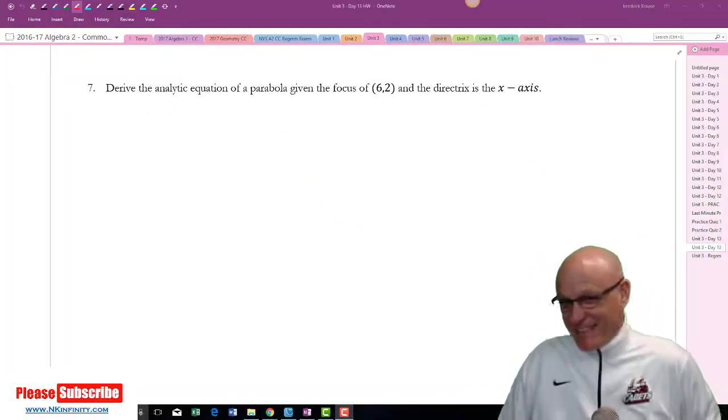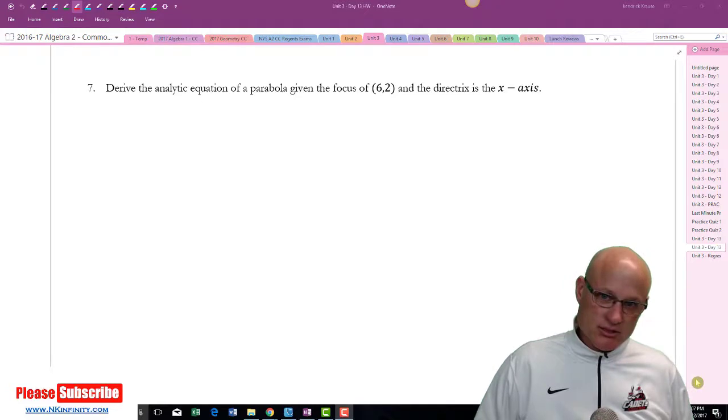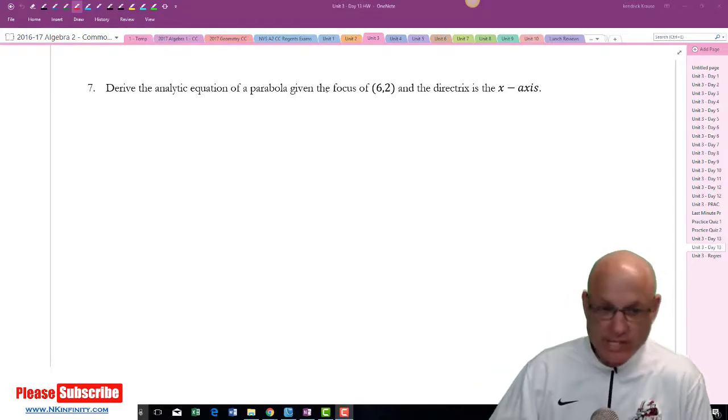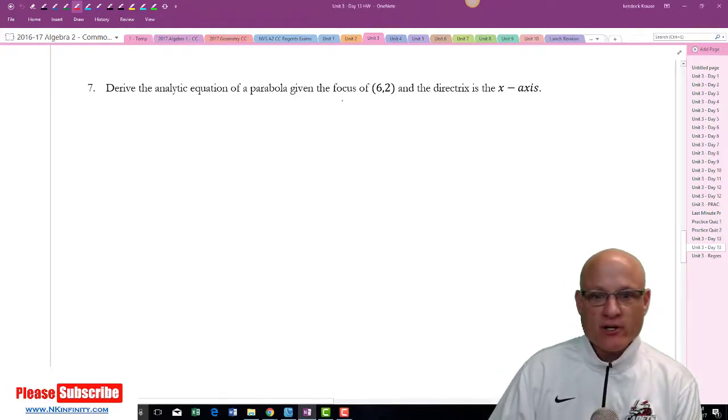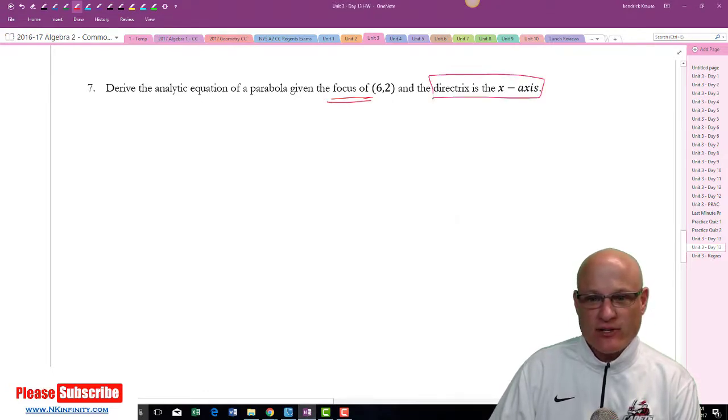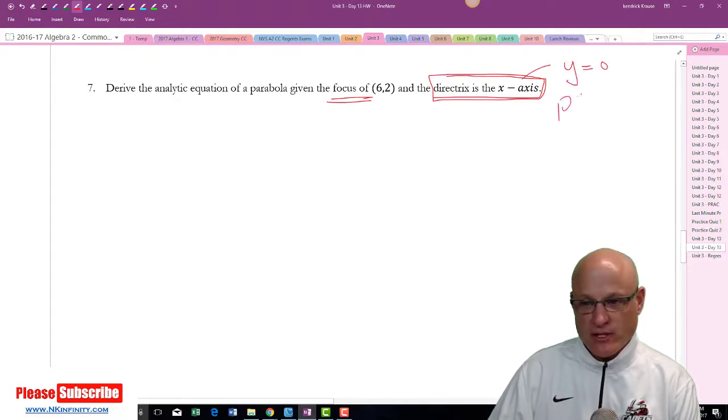We get to do another one. Anyway, let's get going. We have our focus, and we sort of have our directrix. You got to be careful with this. Our directrix, because it's the x-axis, is really the line y equals 0. Don't forget we need a point, x, y.